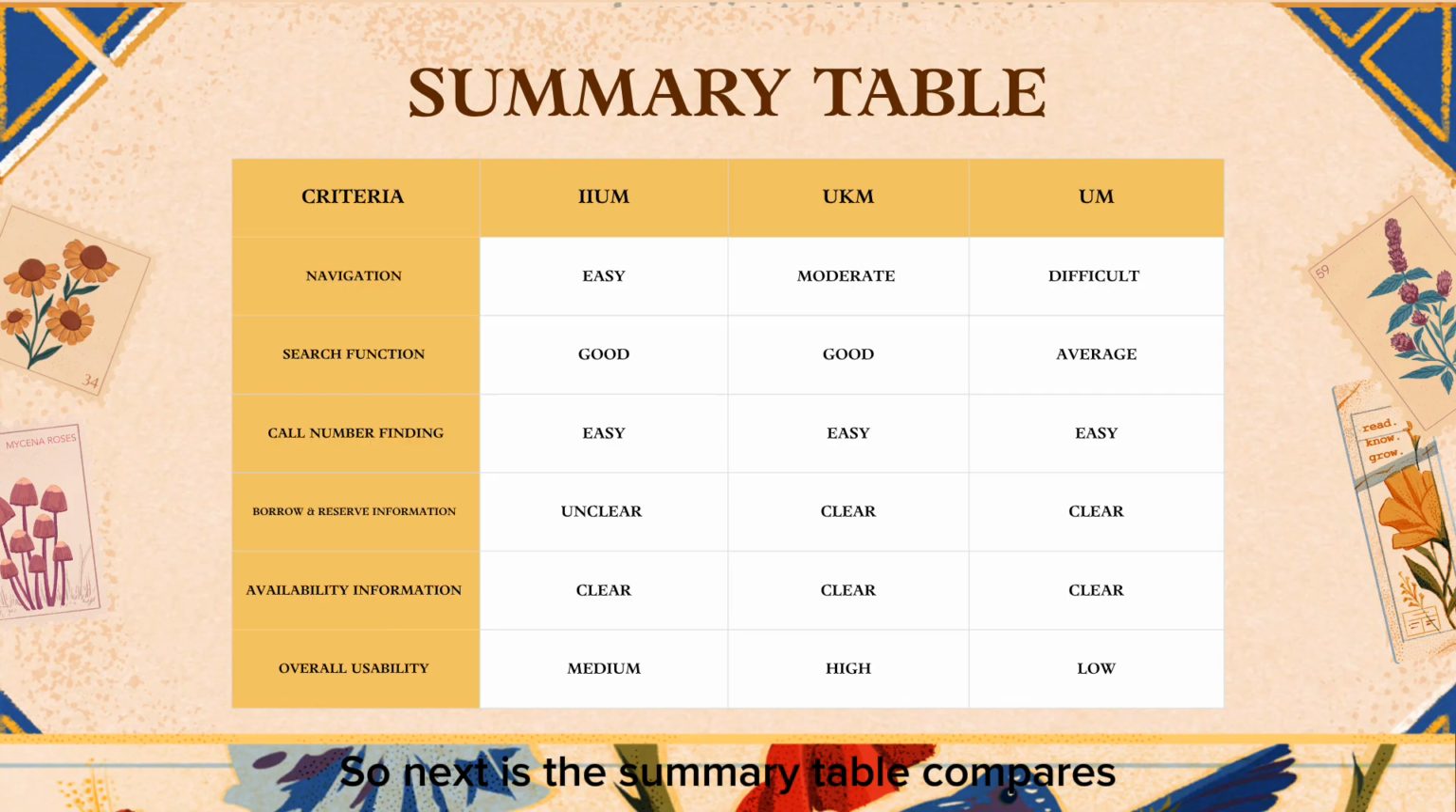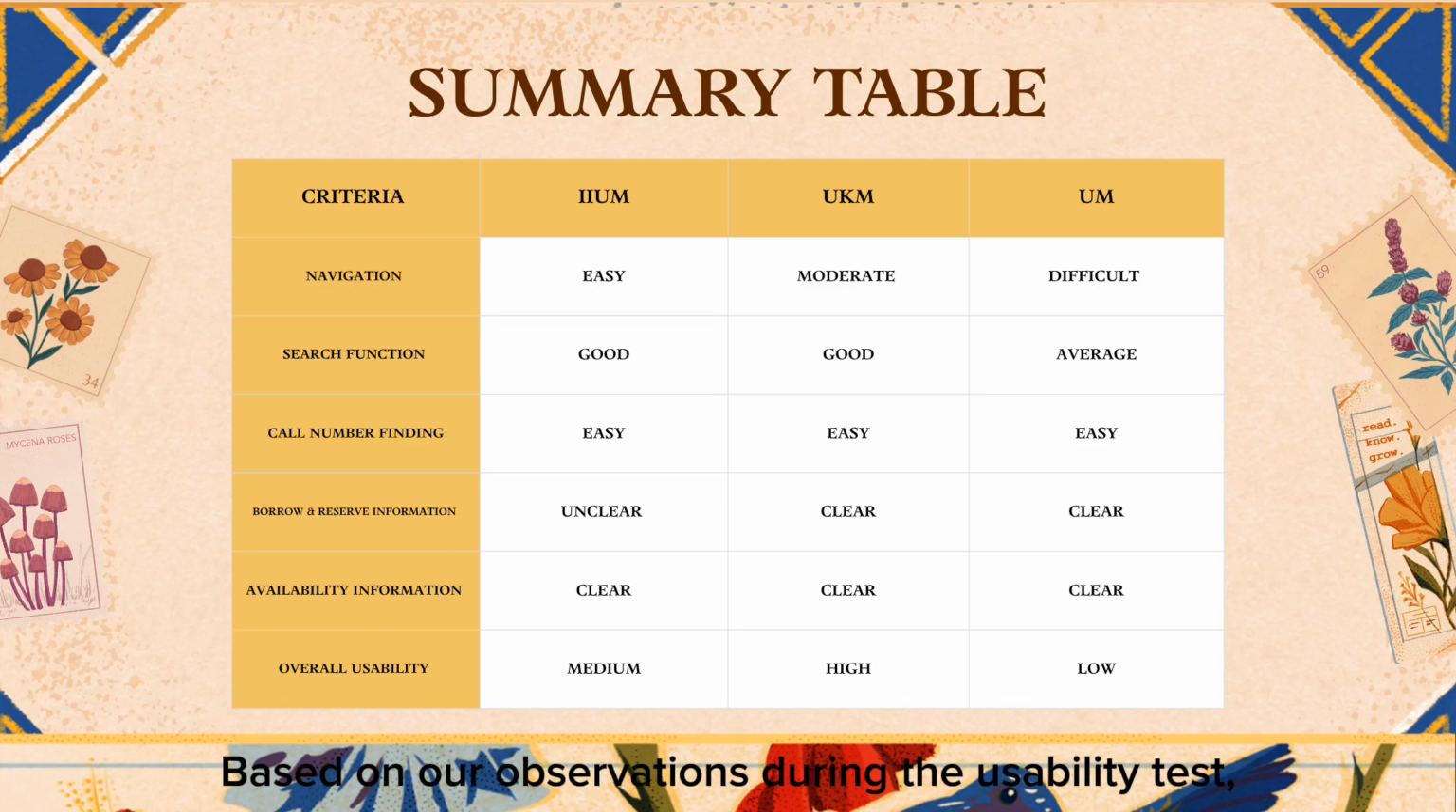So next, the summary table compares the usability of the three university library websites, IIUM, UKM, and UM. We evaluated each website based on navigation, search function, and ease of finding the call number, borrowing and reservation information, availability information, and overall usability.